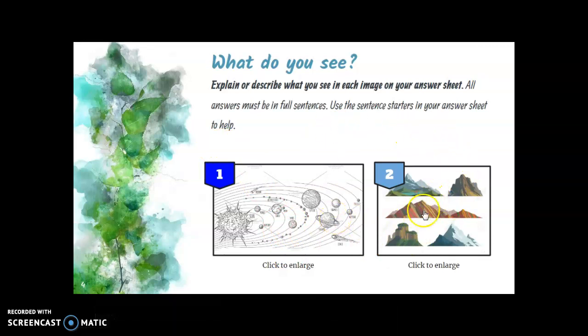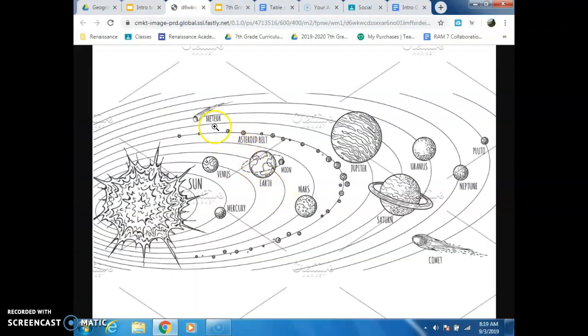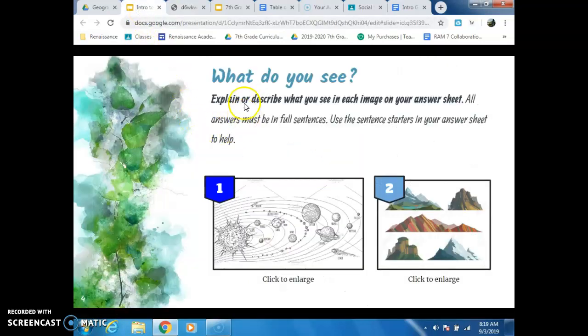So let's start. I'm going to start with picture number 1. I almost went to number 2 right there. It just looks prettier. But let's start with picture number 1. I'm going to click to enlarge. Whoa, Mr. Rod, awesome picture. Man, so this is a pretty nice picture, but what am I supposed to do with this again? Oh, right, explain or describe what you see.